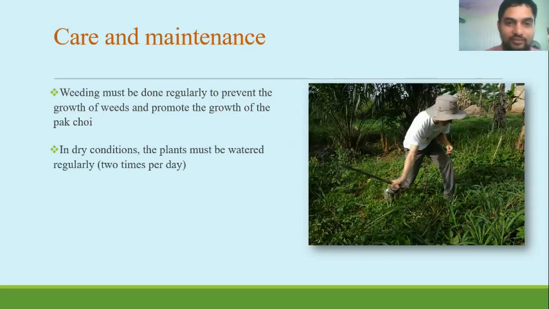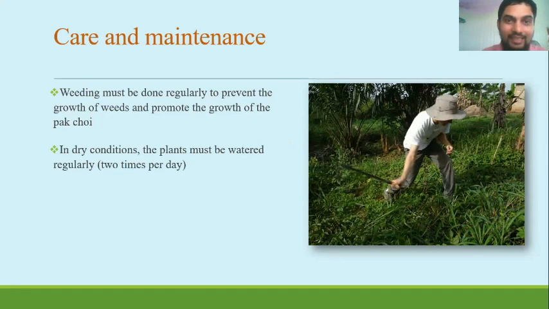In dry conditions, the plant should be watered regularly. Well, obviously, when the place is very warm, then the plant should be watered, preferably early in the morning and later in the afternoon, perhaps around 4 p.m. or so in the afternoon, 4 to 5 p.m.